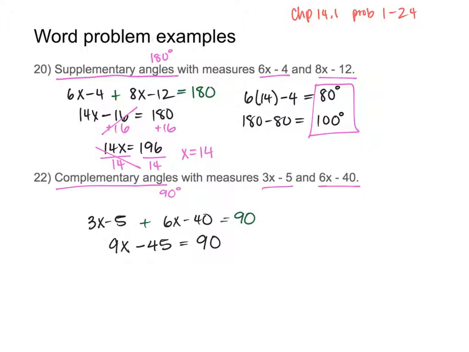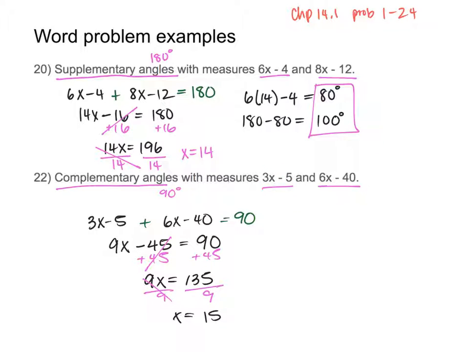So what I need to do is get that x by itself. So add that 45 to both sides. That cancels. So I have 9x equals 90 plus 45, which is 135. And when you divide 135 by 9, you get, I'm going to grab my calculator, 15. Okay, so we got x, but we need to plug that into one of our expressions. So I'm going to choose the 3x.